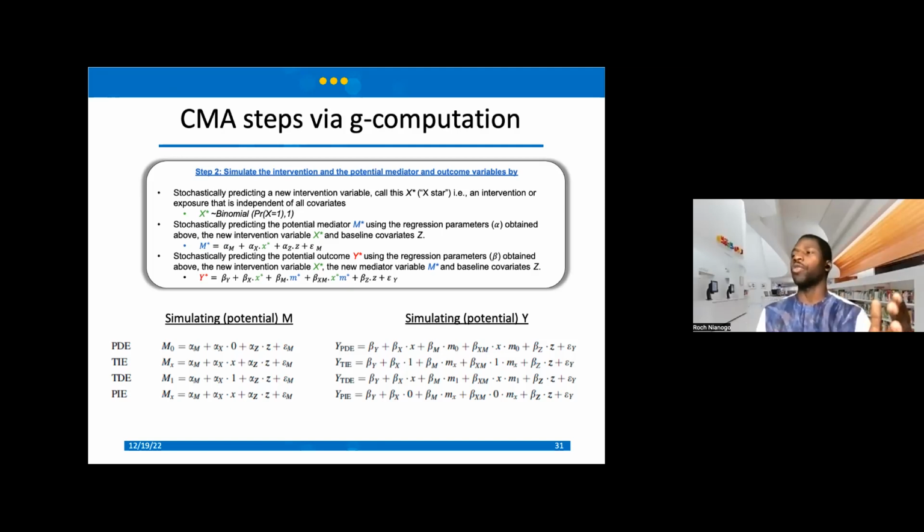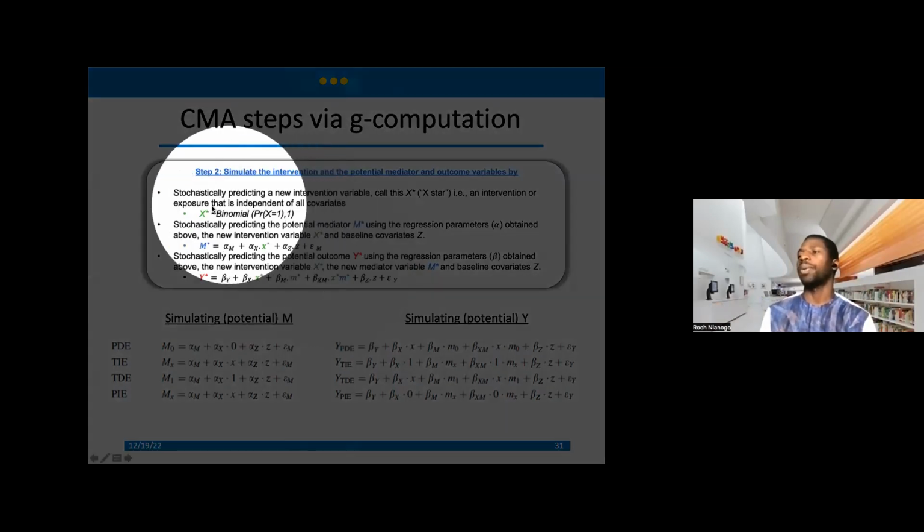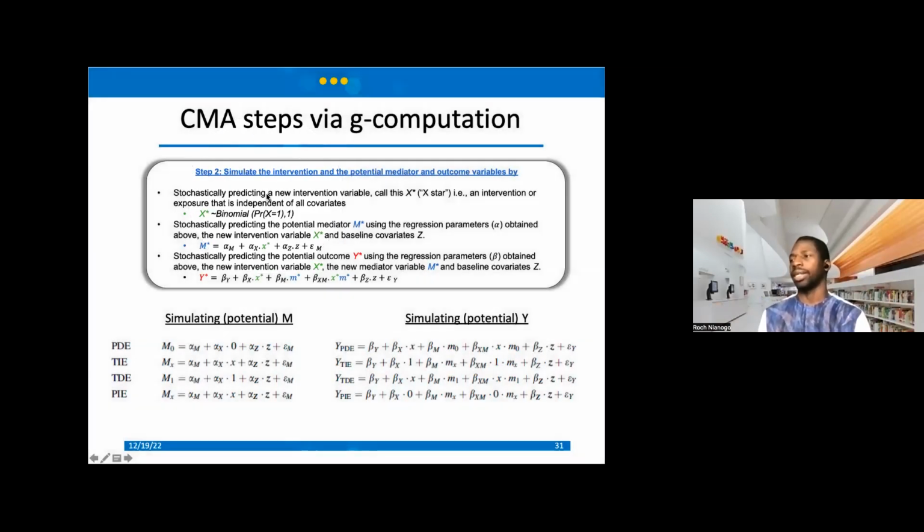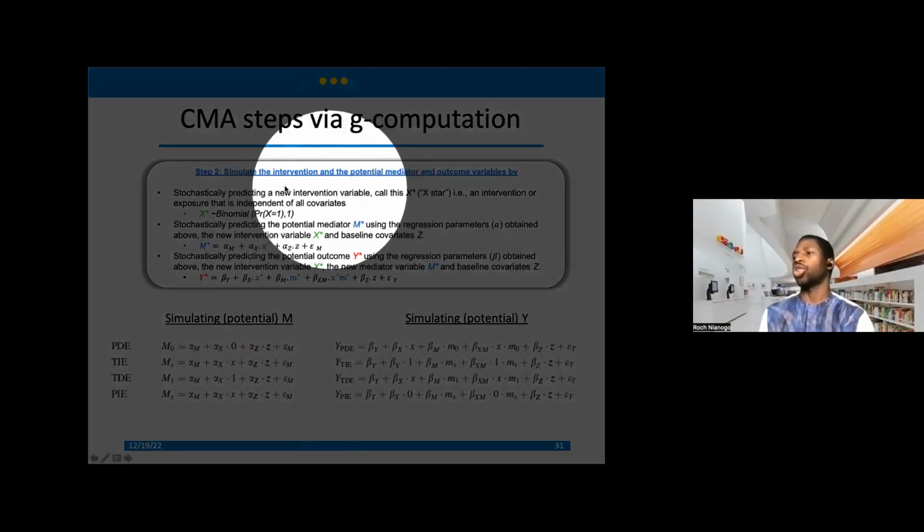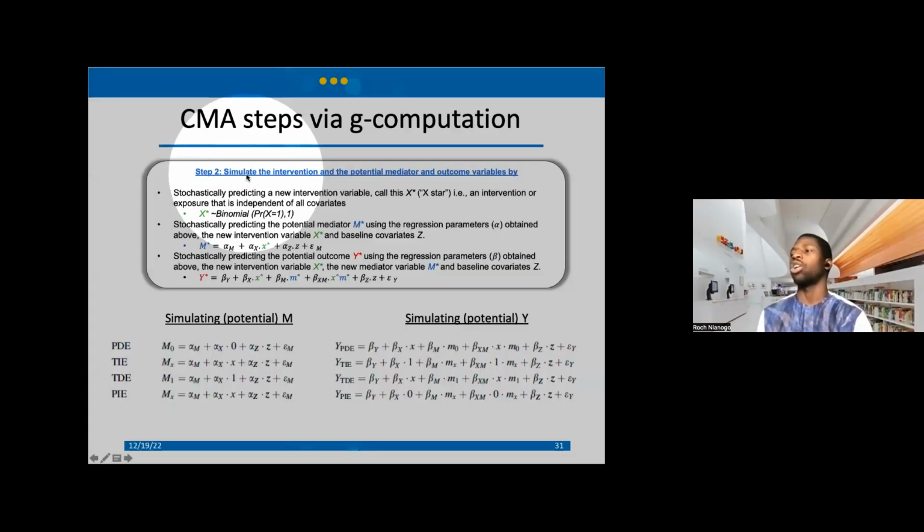So you simulate the intervention and then the potential mediator and the potential outcome. Potential just means this is what we think we'll have under a certain level of exposure or mediator. All right. So the first step is to stochastically predict a new intervention variable, we call this X star, just to differentiate it from the observed variable. And this is an intervention or exposure that is independent of all covariates.